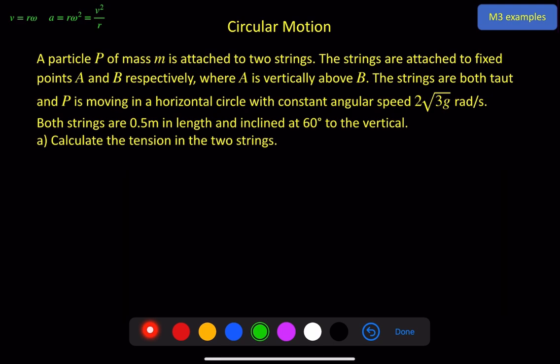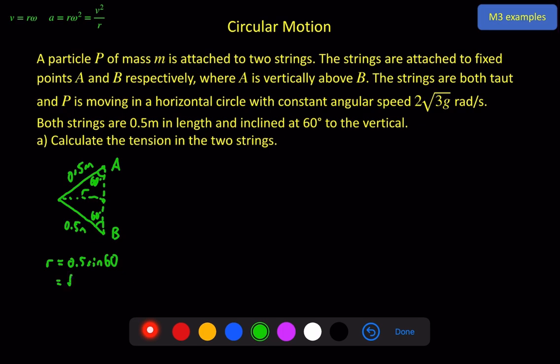So I'm going to redraw that for a second. A, B, and then over here, the center of the circle here, and this is 60 degrees, so is this, and this is 0.5 meters, and so is this, which means we can calculate the radius. The radius is 0.5 times sine of 60, which is root 3 over 4 meters. Okay, that's going to be useful.